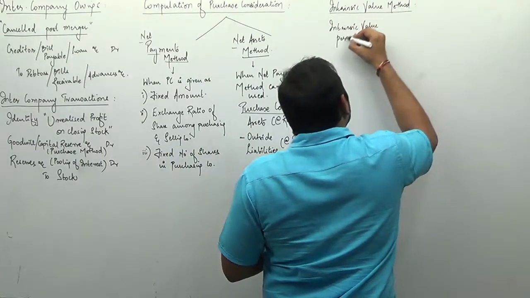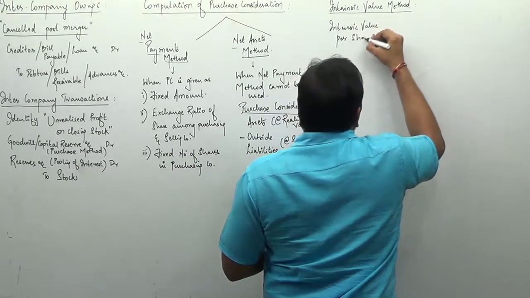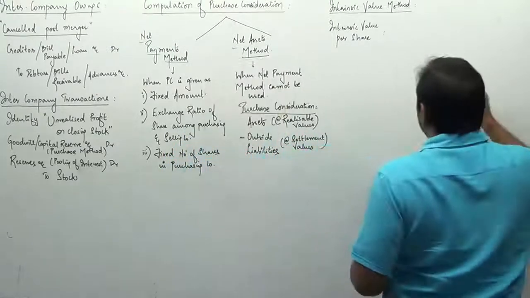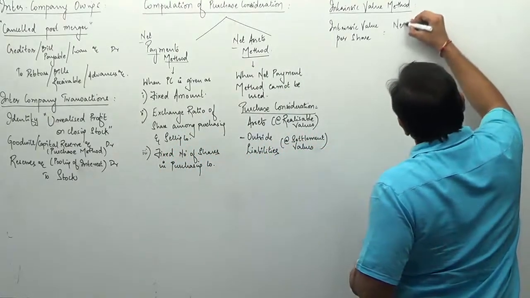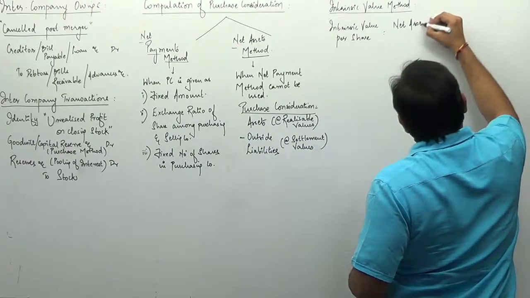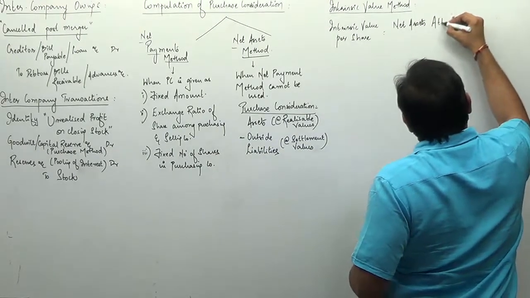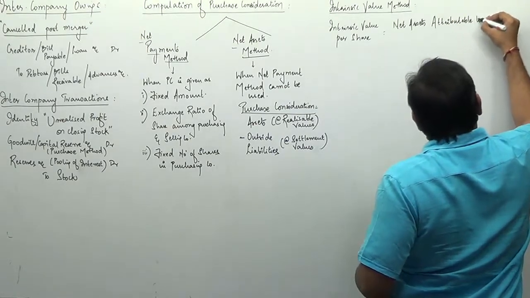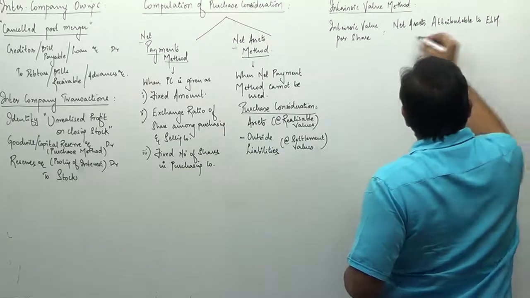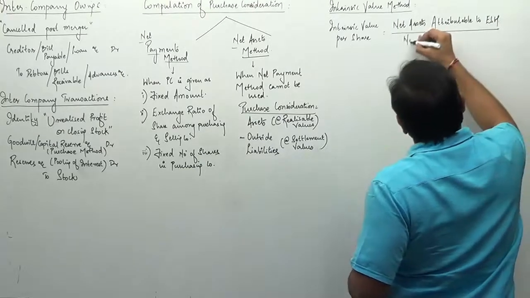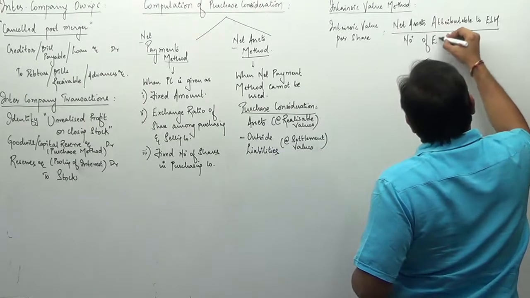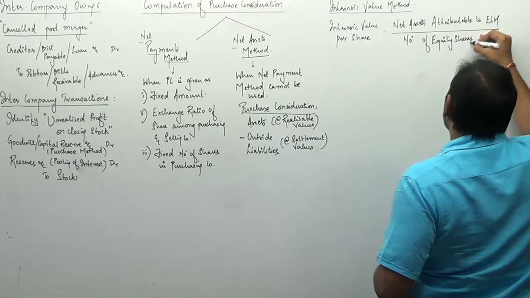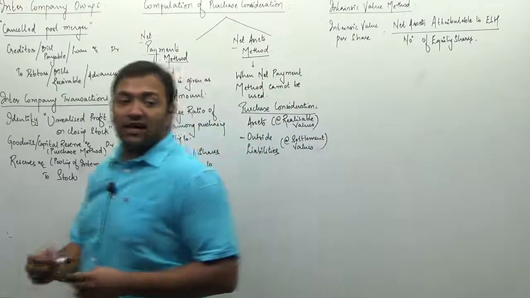if you remember your intrinsic value per share, we have discussed this even in the valuation chapter, where we say intrinsic value per share is equal to net assets attributable to equity shareholders divided by number of equity shares. This is intrinsic value per share.